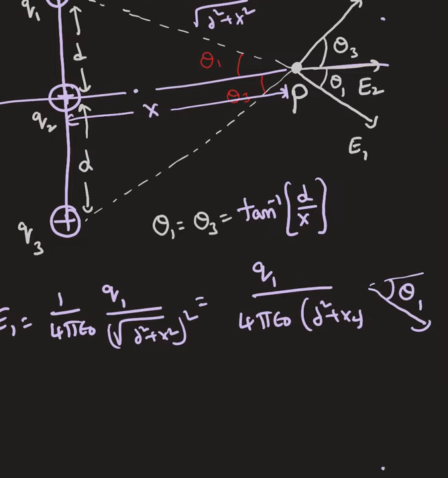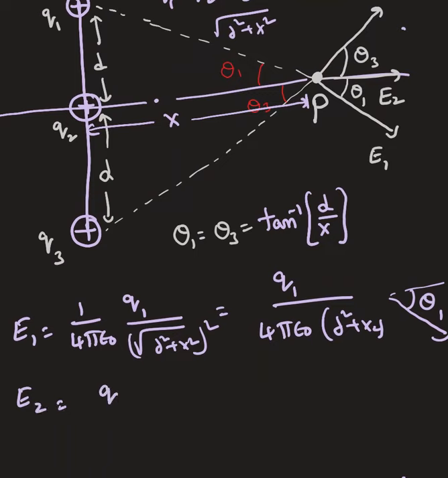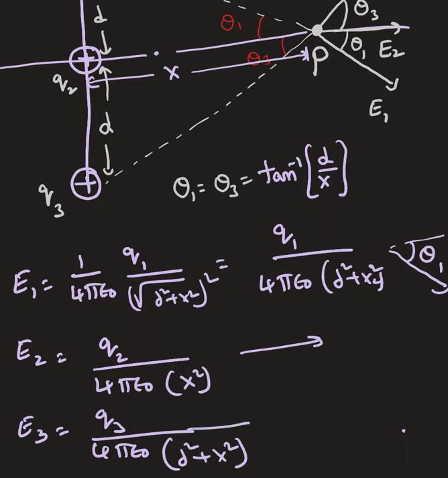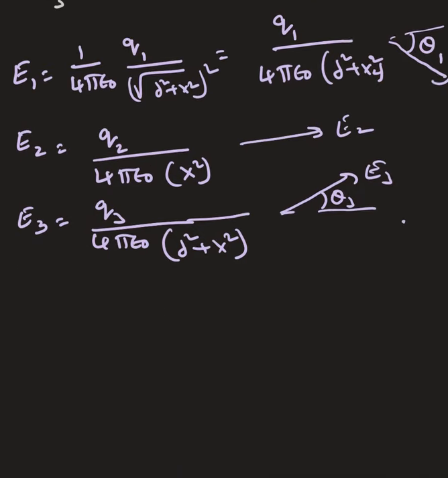Now E2 is going to be Q2 over 4 pi epsilon naught, and here it's going to be x square only, on the x-axis. E3 equals Q3 over 4 pi epsilon naught, and that distance is the square root of d square plus x square, whole square. Square root and square get cancelled out, and we end up with Q3 over 4 pi epsilon naught times d square plus x square, and here you have theta 3. That's E3.